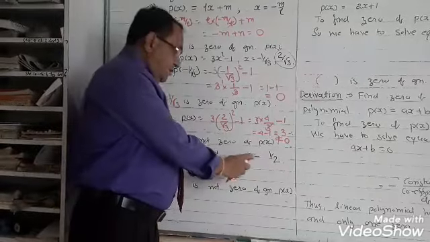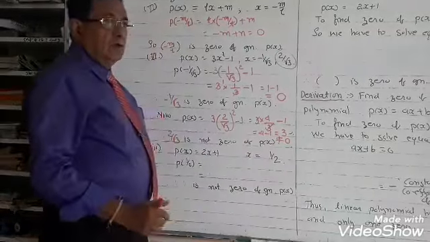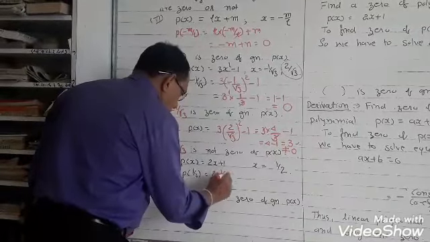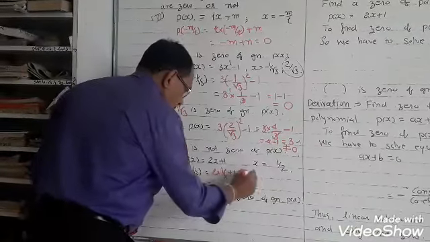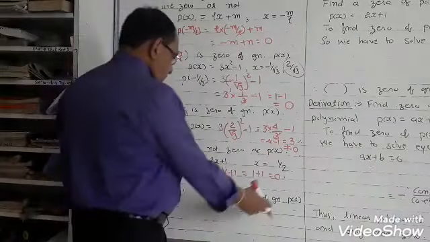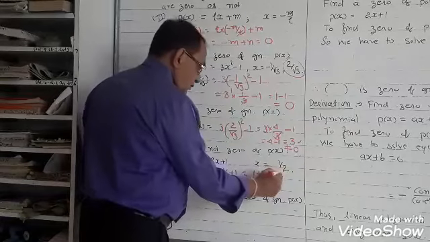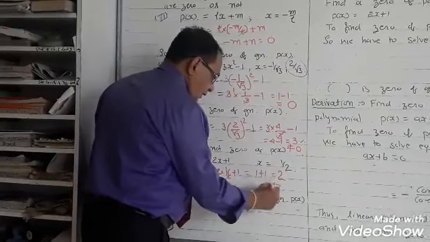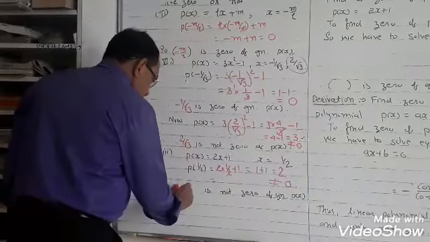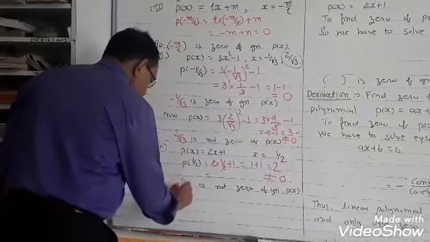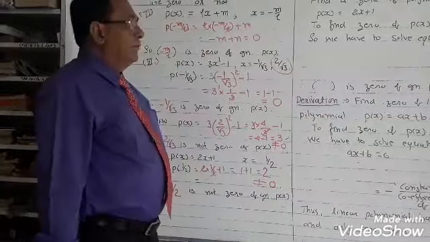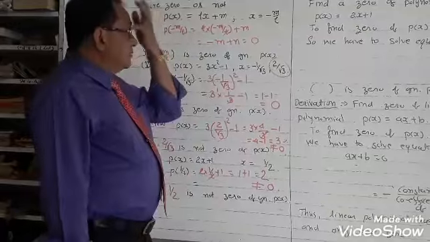Now p(x) is equal to 2x plus 1. Check it when x is equal to 1 upon 2. 2 times 1 upon 2 plus 1. 2 cancels, 1 plus 1 is equal to 2, which is not equal to 0. Therefore 1 upon 2 is not a zero of the given p(x). Get it?